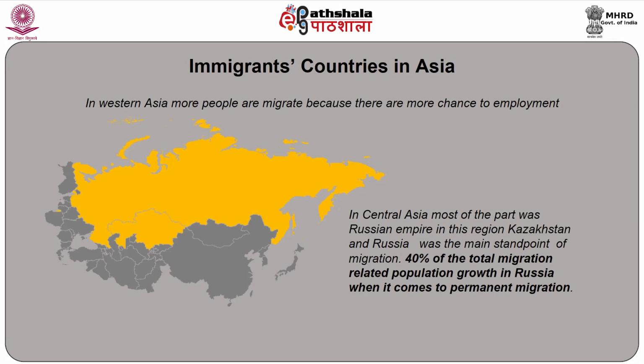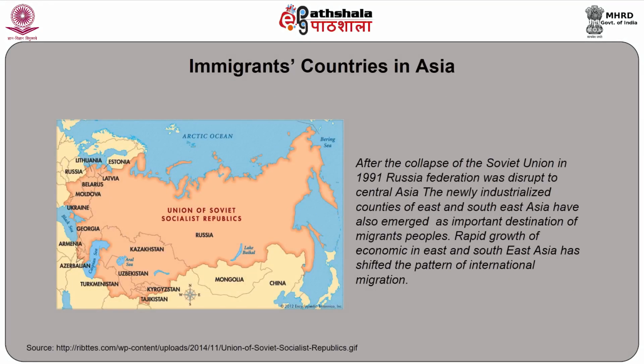In Central Asia, most of the part was the Russian Empire. In this region, Kazakhstan and Russia were the main standpoints of migration. 40% of the total migration-related population growth in Russia came from permanent migration. After the collapse of the Soviet Union in 1991, the Russian Federation was disrupted in Central Asia.